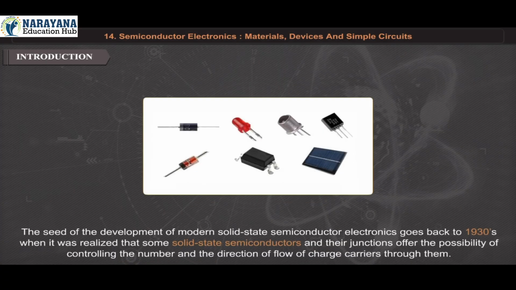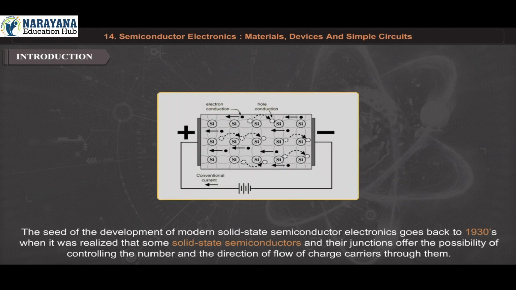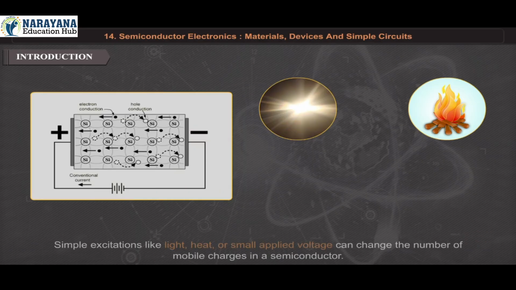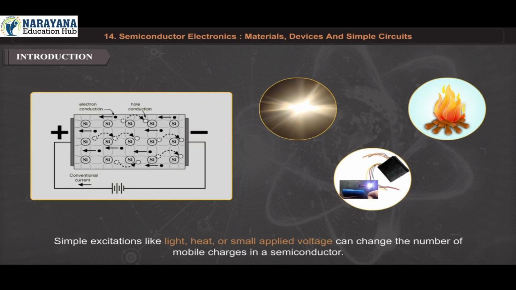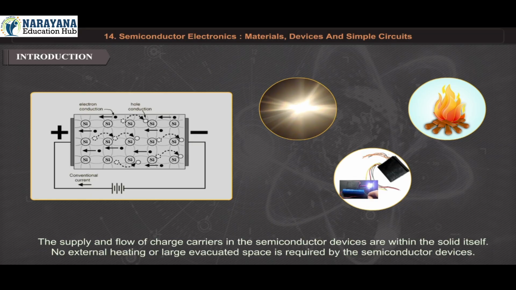The seed of the development of modern solid-state semiconductor electronics goes back to the 1930s, when it was realized that some solid-state semiconductors and their junctions offer the possibility of controlling the number and the direction of flow of charge carriers through them. Simple excitations like light, heat, or small applied voltage can change the number of mobile charges in a semiconductor. The supply and flow of charge carriers in the semiconductor devices are within the solid itself.